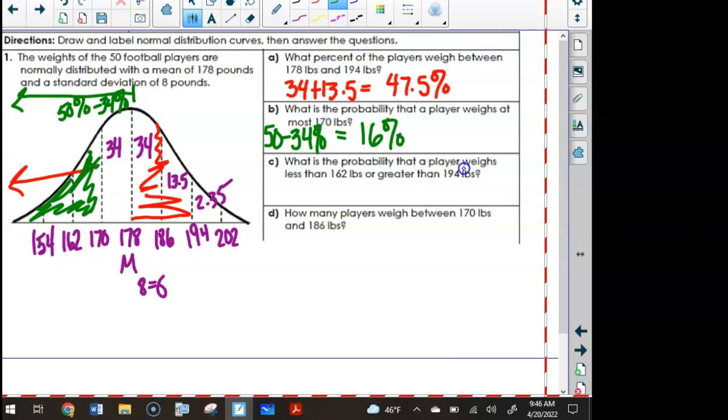What is the probability that a player, and you can answer as a percent or a decimal. In Delta Math, they'll specify what they want. What is the probability the player weighs less than 162 pounds or greater than 194 pounds? So if I were shading this in yellow, I'd have these guys and these guys, right? Anybody think about how we could best do that?